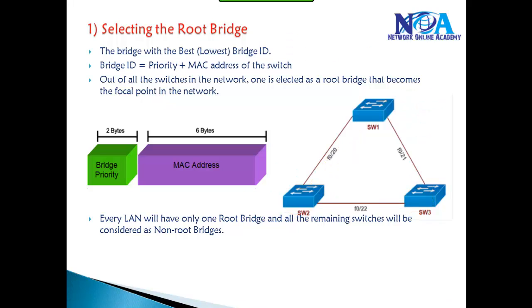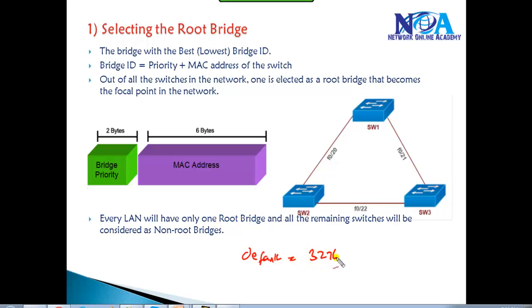So what if all the switches have the same priority value? The default priority value on Cisco switches is 32768. We can verify that later. In the next video, we'll get into the verification process in more detail.